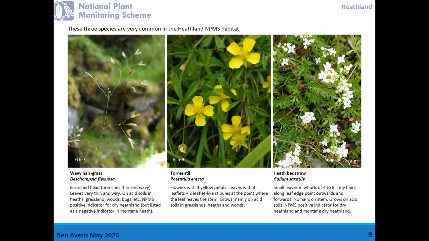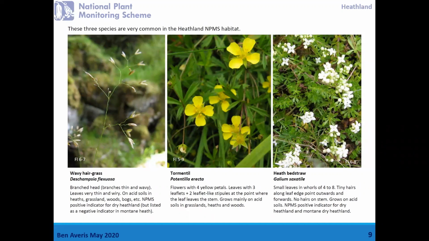The individual spikelets in the flower head are relatively large. There's not that many of them, and they've got a nice silvery sheen. We can confuse the leaves of wavy hair grass with fescues, the sheep's fescue and the red fescue, but they've got a minutely short ligule, whereas in the wavy hair grass the ligule is a bit longer, up to about 3 millimetres. That's one of the differences, if you haven't got the flowers on.